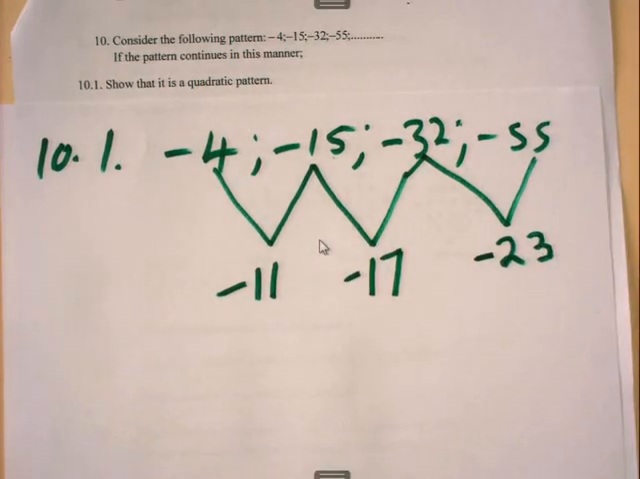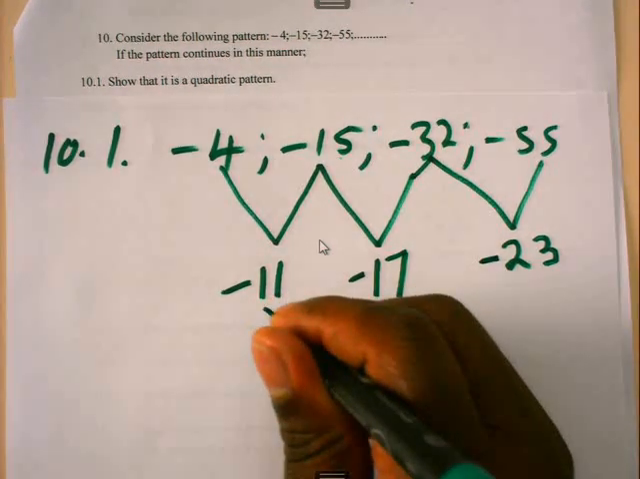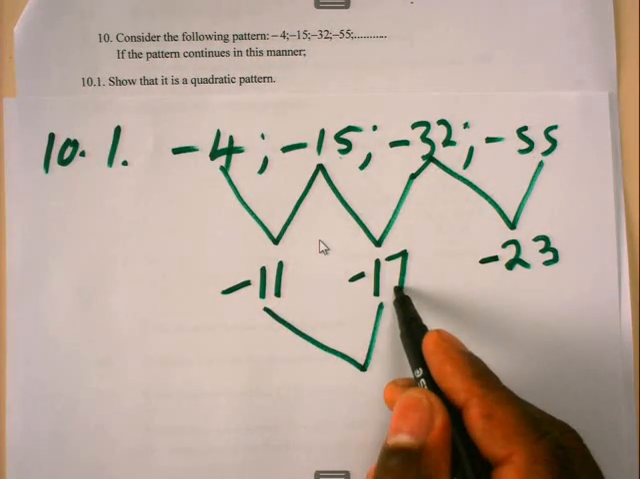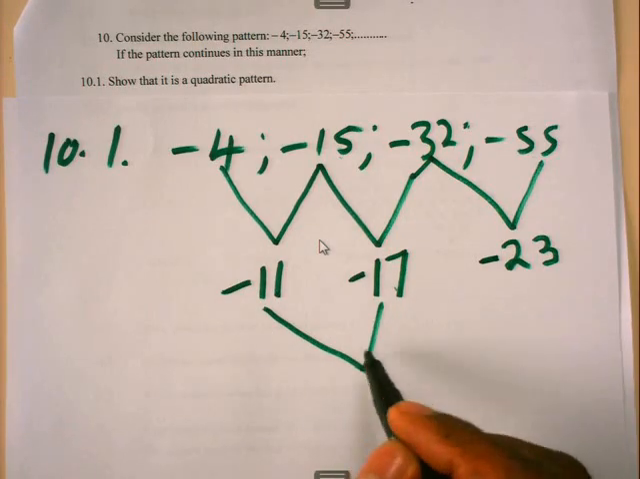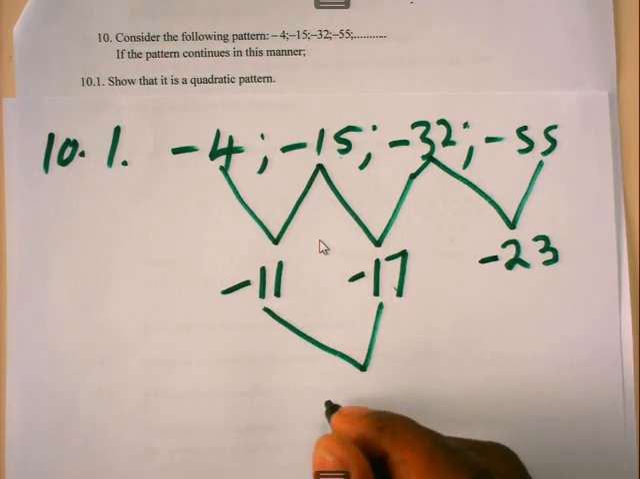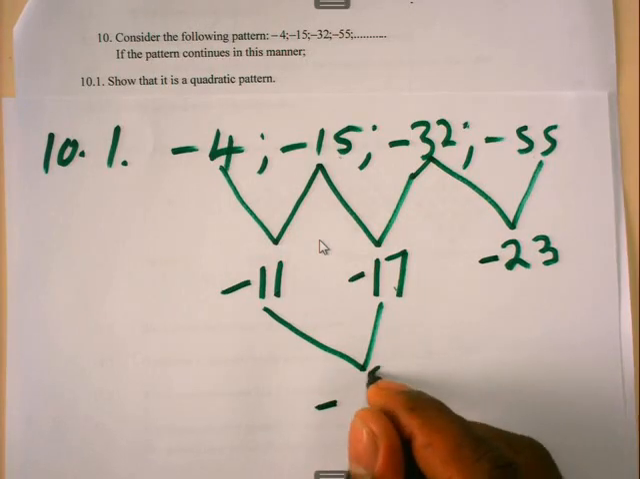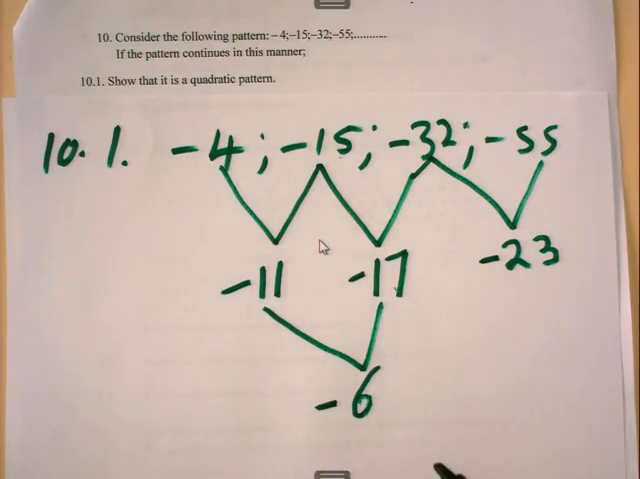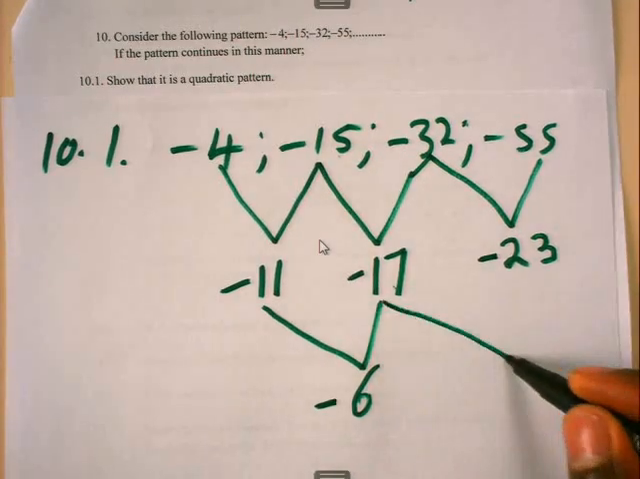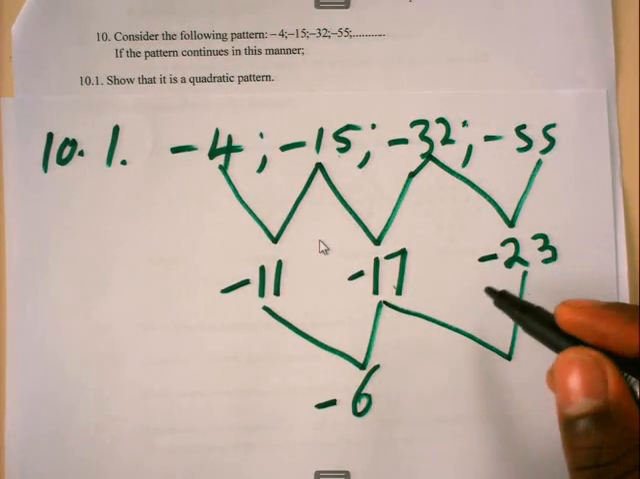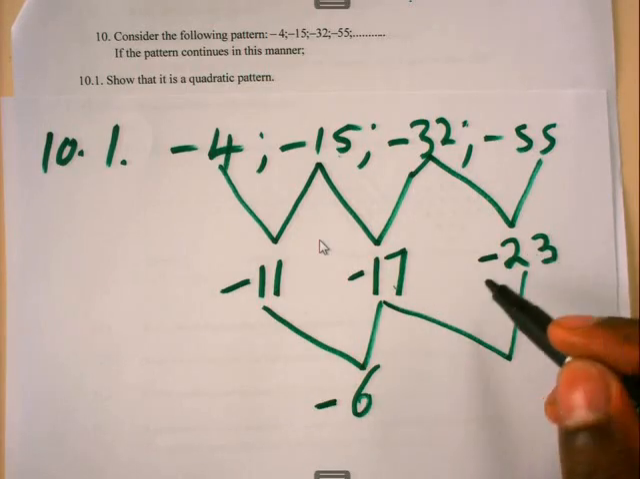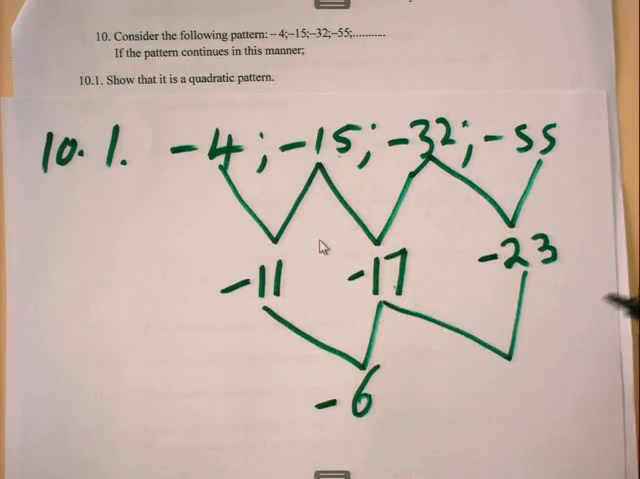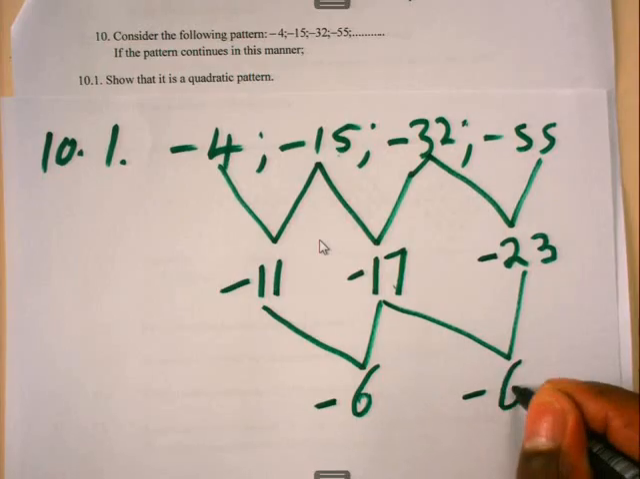That is the first difference. Let's determine the second difference. Negative 17, subtract negative 11. Then you end up with negative 6. Let's check. Negative 23, subtract negative 17. The answer is still negative 6.